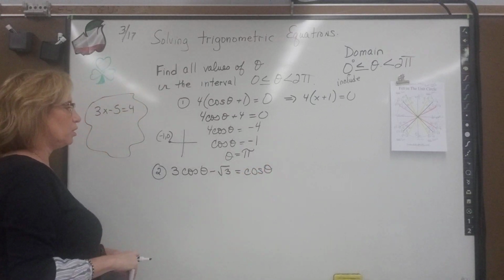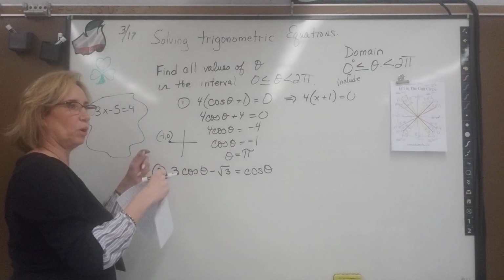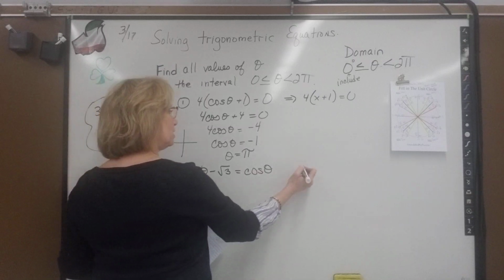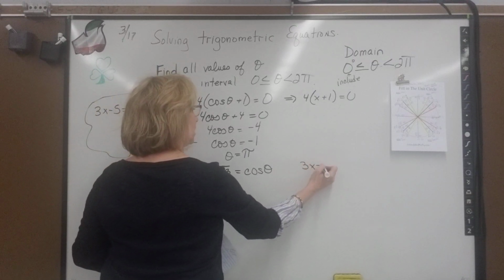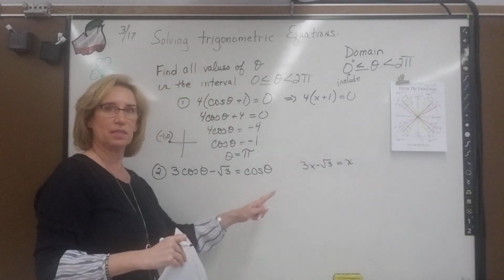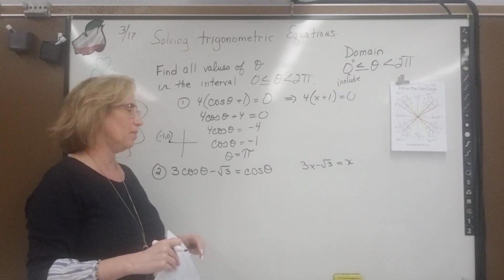Okay, so you see you have cosine on both sides. Remember, we're going to get variables on one side, numbers on the other. Again, if you need to rewrite this as 3x minus radical 3 equals x, if that makes it easier for you to see and solve, and then replace it, that's fine. Pause the video now, and then come back.